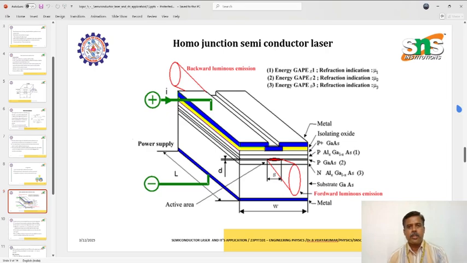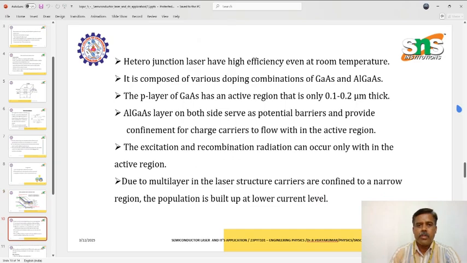So this is a picture of a heterojunction, not a homojunction. In the heterojunction, a multilayer is formed by taking gallium arsenide doped with different levels of aluminum. The heterojunction laser has high efficiency even at room temperature. It is composed of various doping combinations of gallium arsenide and AlGaAs.